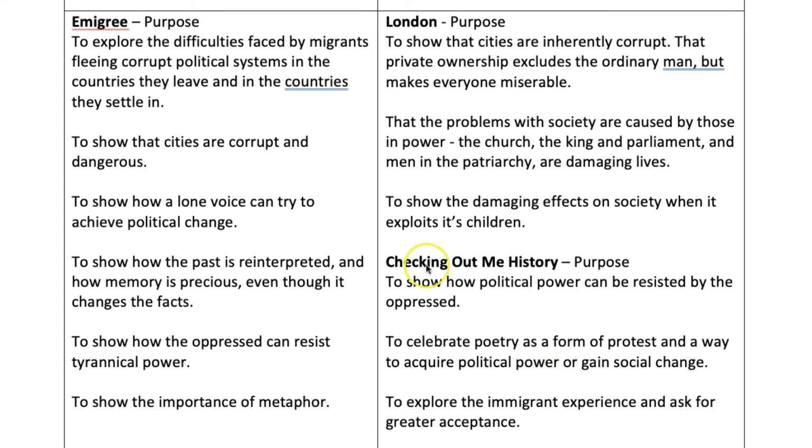So that's the purpose of writing this poem, and we can consider whether this poem is also written in order to protest against the way we discriminate against foreigners who need to come here because of war. A very topical one, that. I wouldn't be surprised if this one in our days of Brexit didn't come up as the chosen poem. And to explore the immigrant experience and ask for greater acceptance. So really close parallels there.